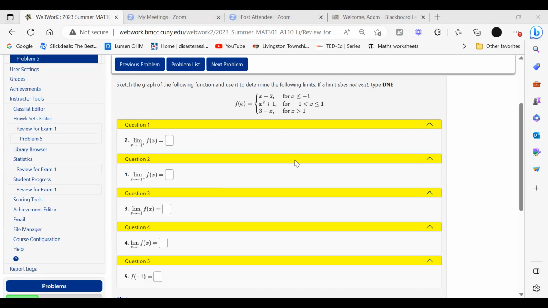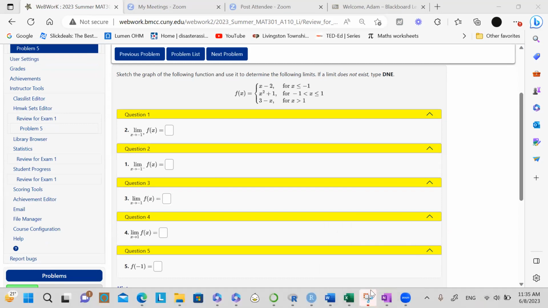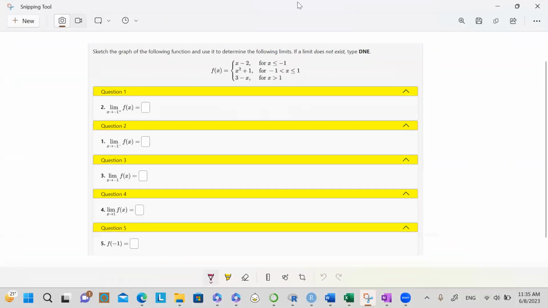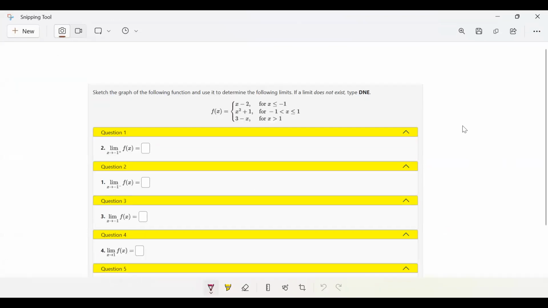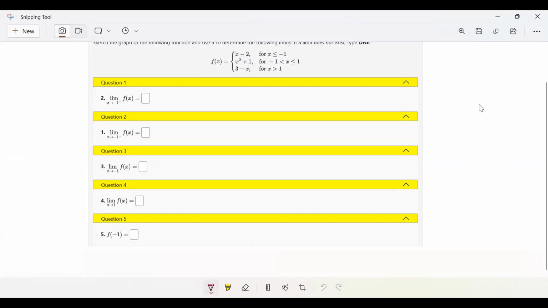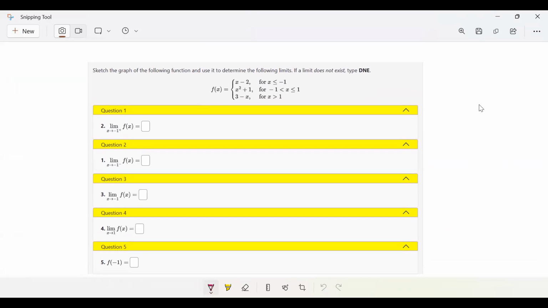Let me share the screen with you. I forgot to do that last time. Okay. There it is. Yeah, it's right here. Okay. So we have a function, three pieces. So the first thing we do is sketch it, right? We split it into 3 different pieces.